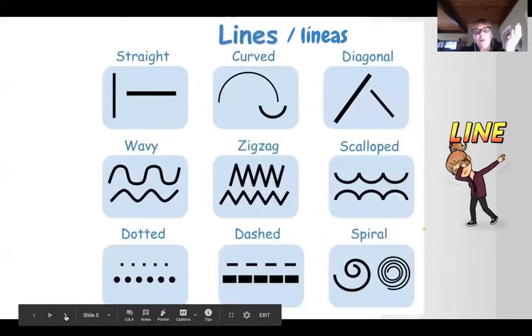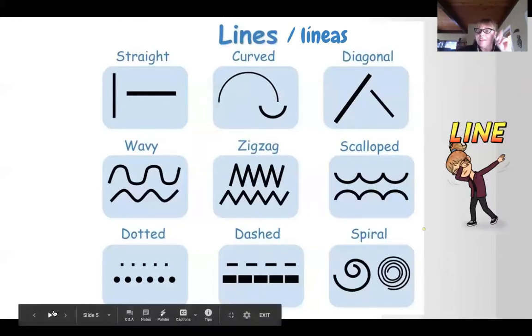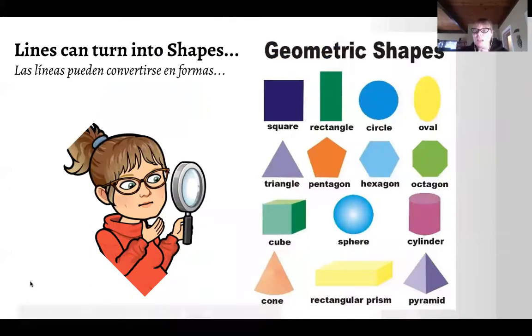Okay, so we know about those lines, right? We know about those straight lines. You want to match me? Those straight lines, those horizontal lines, those diagonal lines, those zigzag lines. We know all about those lines. But do we remember that lines can turn into shapes? Now, the shapes that you see here are geometric shapes. These are shapes that we can name, like squares and circles and rectangles, pentagons, hexagons, all of those fun shapes.